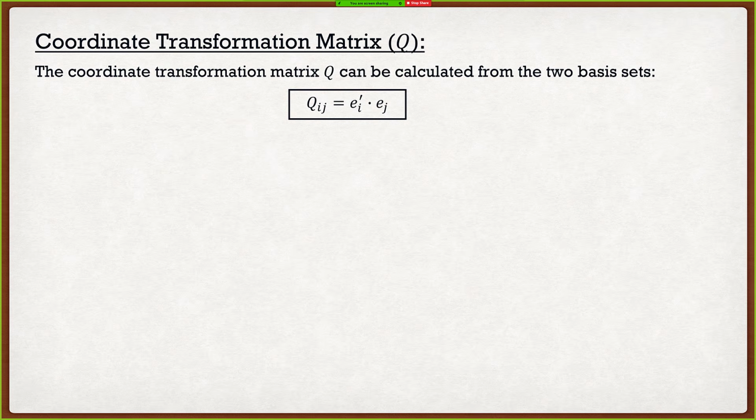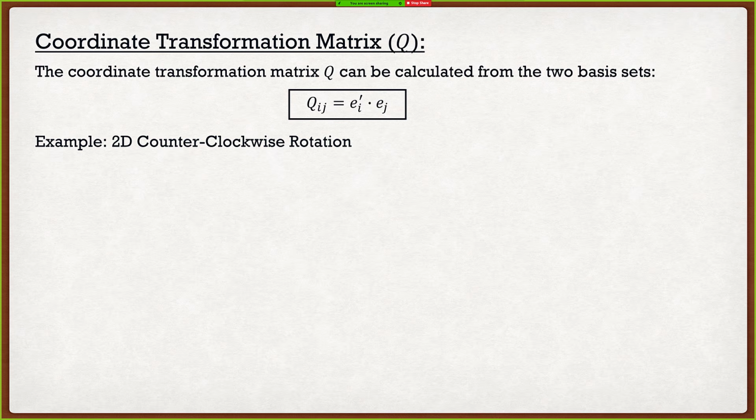The coordinate transformation matrix Q can be calculated from the two basis sets. Again, it's a matrix, so it's going to have components. Each component, which is qij, is simply going to be the dot product of ei prime, the basis vector in the transformed basis, dotted with ej. Looking at this formula is a nightmare. You look at this and say, I don't know what this means. So let's do an example.